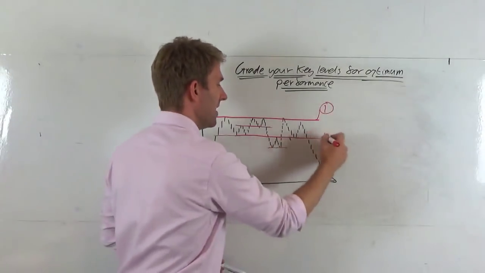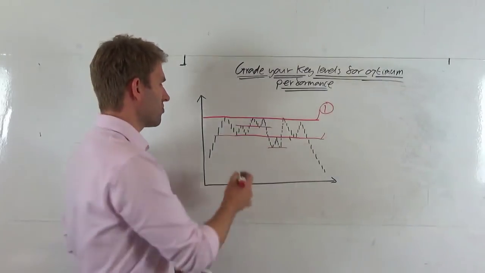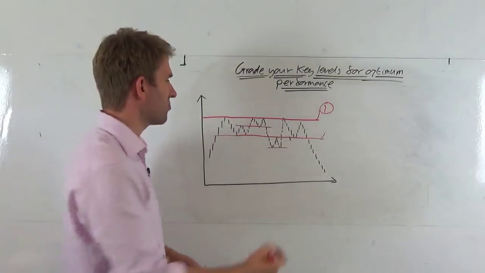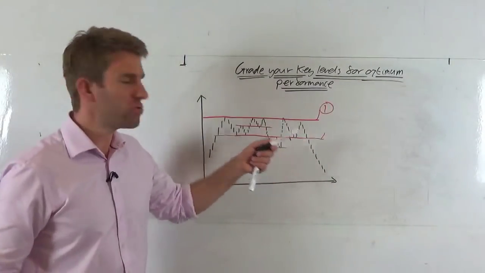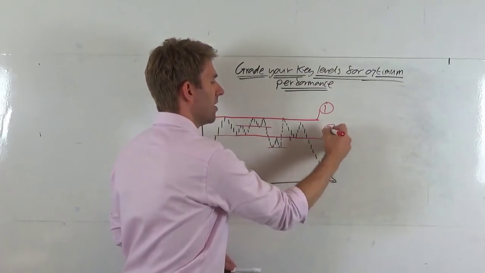Second one is probably here. And how would we grade that? Would that be a level 1? No, it wouldn't be, because price has already been through it several times. Price has not been through that. That is the strongest level ever, and one we're looking to do business at. We'd probably grade this one a grade 2, right?